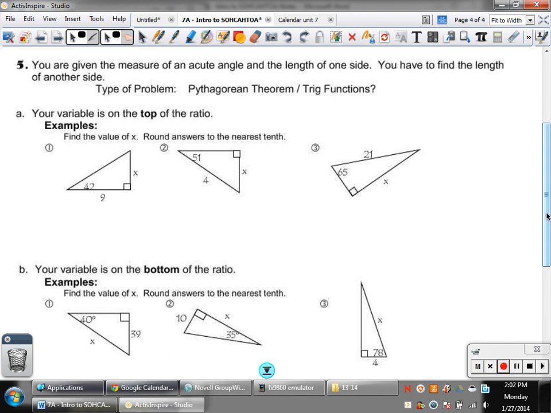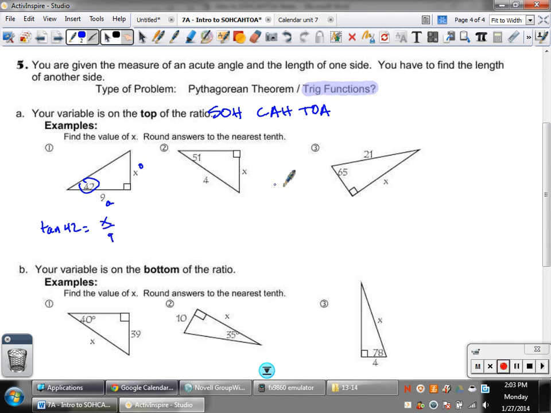Number 5, you're given the measure of an acute angle and the length of one side. You have to find the length of another side. What kind of problem is that? That is a trig problem. Okay, so your variable is on the top of the ratio. So let's set these all up. Here's our angle. This is opposite and adjacent. We don't know the hypotenuse, so this is tangent. Okay, let's write this out so my chances of remembering it increase. So this is the tangent of 42 equals x over 9.